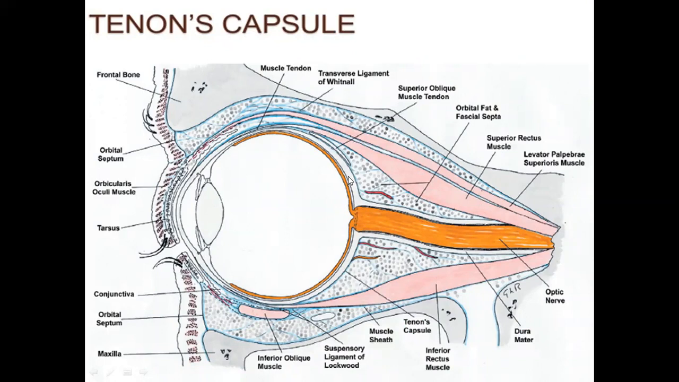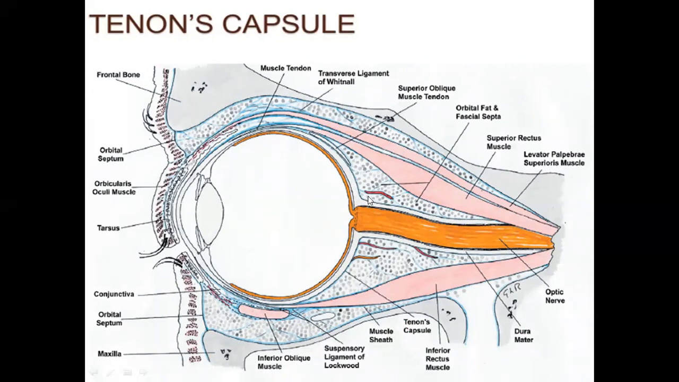by an episcleral space. So first, what is the definition? This is a thin, loose membranous sheath that is covering the eyeball except the cornea, which is extending up to the orbit. So the extension of the Tennant's capsule is from the optic nerve to the sclerocorneal junction.